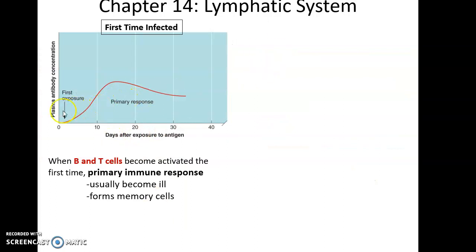So the first time you are infected, you have your first exposure, then you eventually have your primary response, and if all goes well, you will eventually defeat the pathogen. Unfortunately, primary immune responses often don't prevent us from getting sick. So we still become ill because of the infection. However, we do form memory cells that will remember the infection for future times.